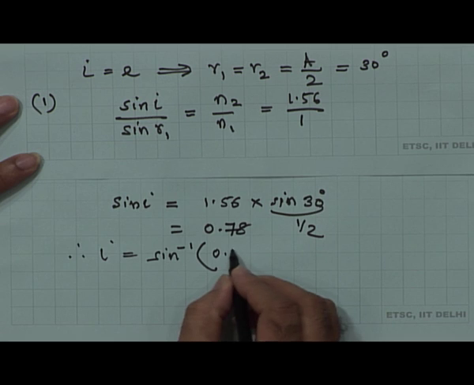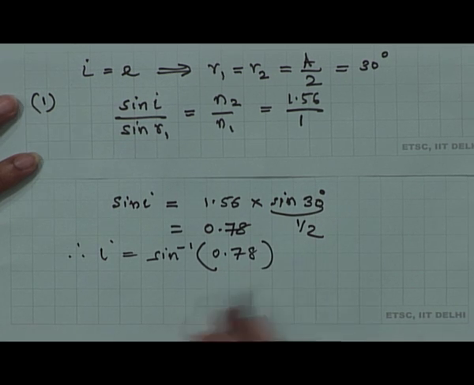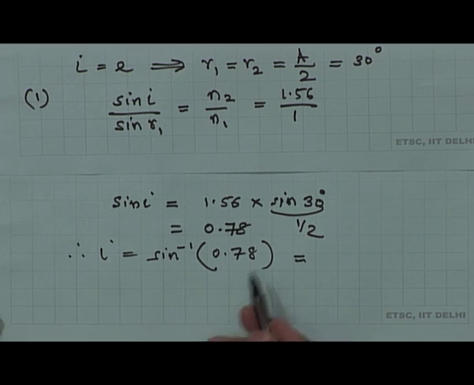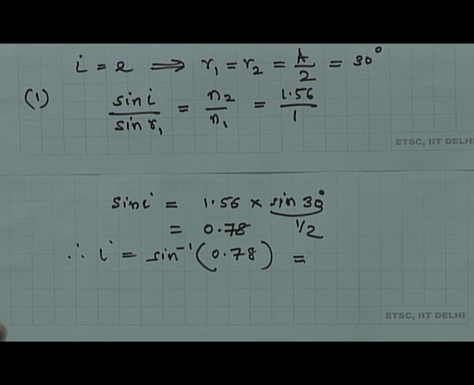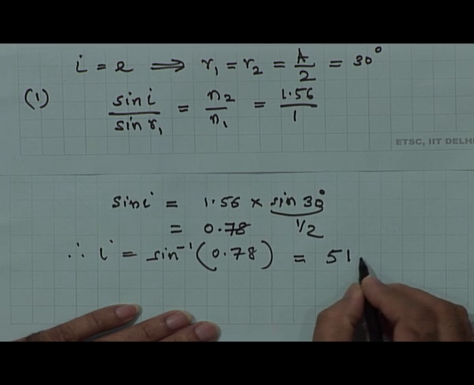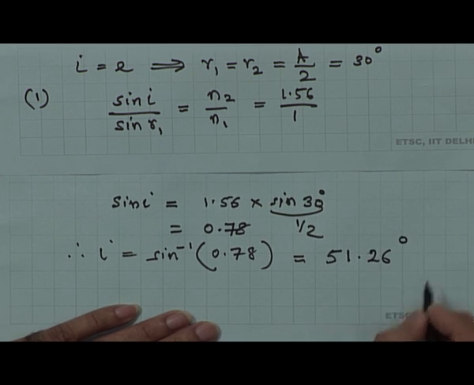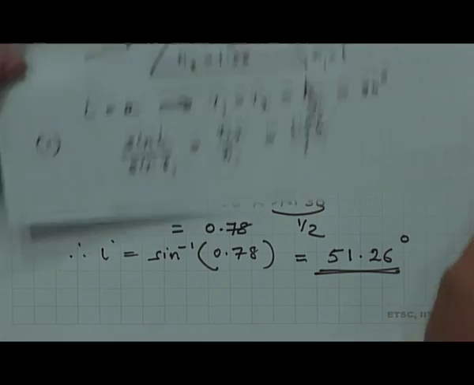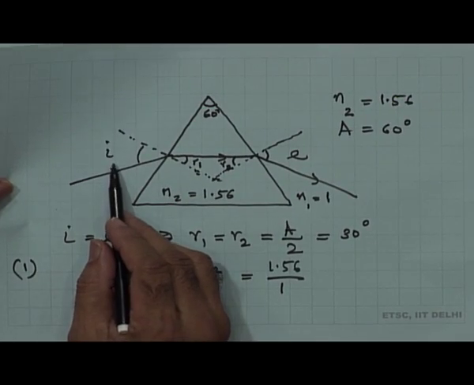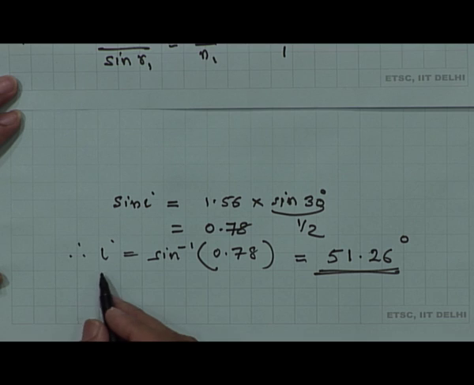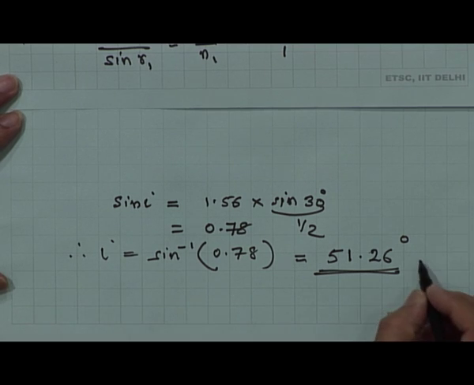Of course, you need a calculator to get the angle, but the numbers can be chosen in such a way that you sometimes do not need a calculator. So, this can be calculated and we get this as equal to 51.26 degrees. I comes out to be 51.26 degrees, that is this angle here. So, this is the first part: what should be the angle of incidence so that I is equal to E.